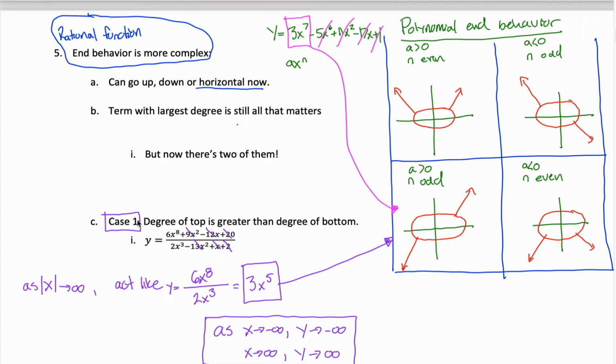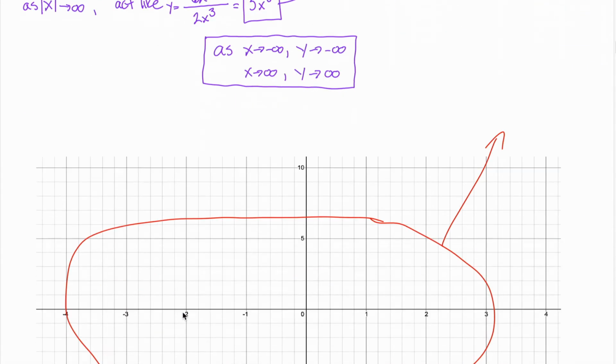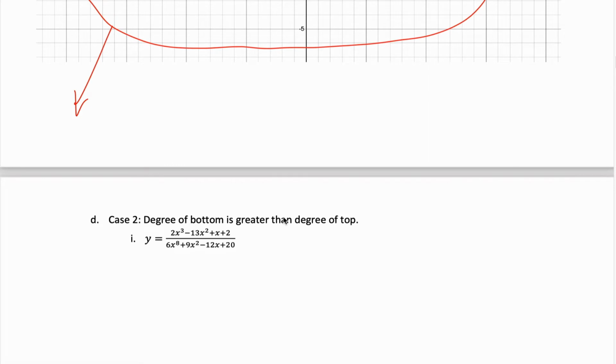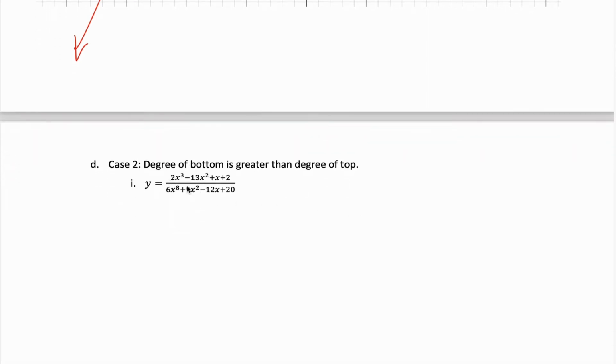And it might not surprise you that the way you figure out what case you're in will be just like the way we figured out what case we were in here. We compare the degrees of the top and the bottom. If the degree of the top is greater, we're in case 1. What if the degree of the bottom is greater than the degree of the top? So for example, if my rational function were 2x^3 - 13x^2 + x + 2, divided by 6x^8 + 9x^2 - 12x + 20. You might recognize that the polynomial in the numerator has degree 3, and the polynomial in the denominator has degree 8. And since 8 is bigger than 3, the degree of the bottom is greater than the degree of the top, which means that I'm in case 2.